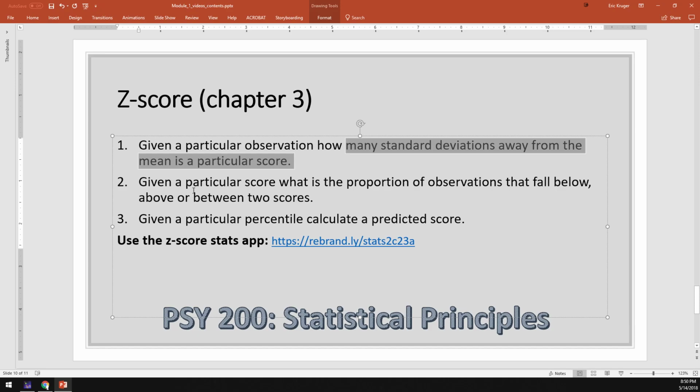The second calculation we're going to do is, given a particular score, what is the proportion of observations that fall above or below, or above or between two different scores.